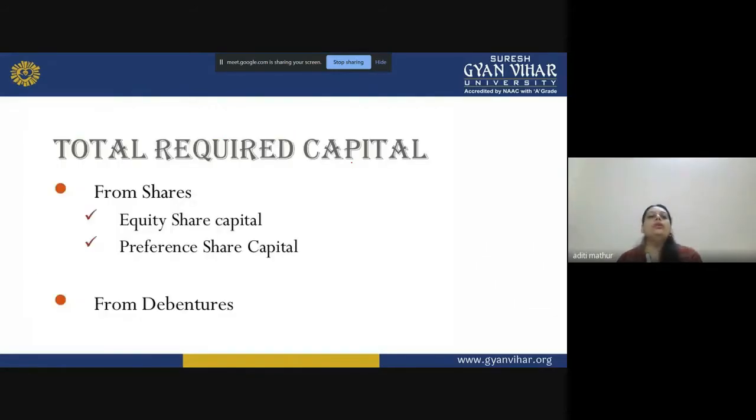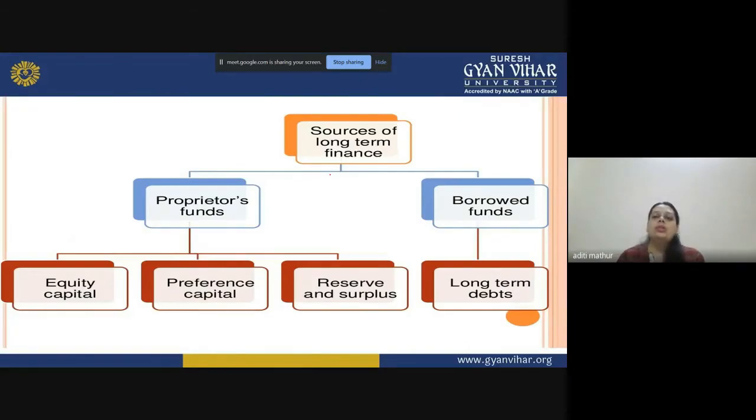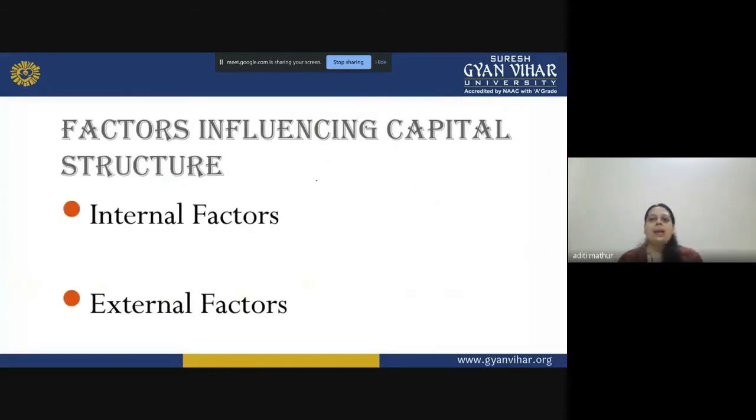Then we also looked at the total required capital, which is generally from shares and debentures. From the shares, we have equity share capital and preference share capital. Then these were the sources of long-term finance. There are two basic types of sources. The first is the proprietors' funds or the owners' funds, which is equal to the summation of your equity share capital, preference share capital, and the reserves and surplus of your business. And borrowed funds are the long-term loans you take from the banks or other financial institutions or from the debenture holders.